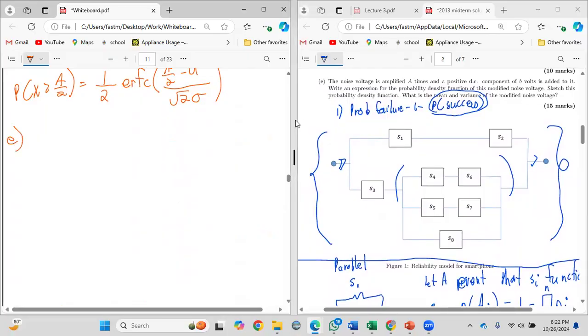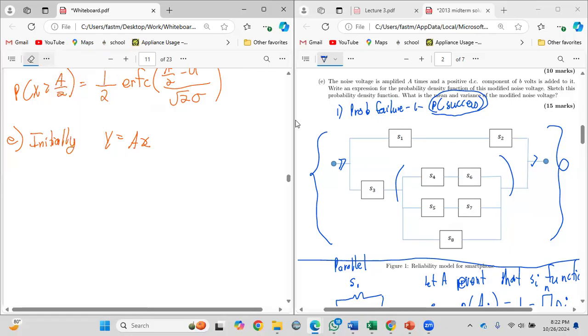Alright, and then the last question of the night, E. The noise voltage is amplified A times, and a positive DC component, B volts, is added to it. So let me just simplify this a little bit. Before we do anything, Y is equal to X, so you've got to write something initially.